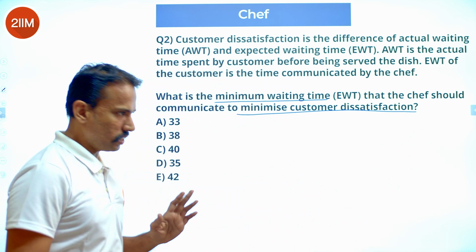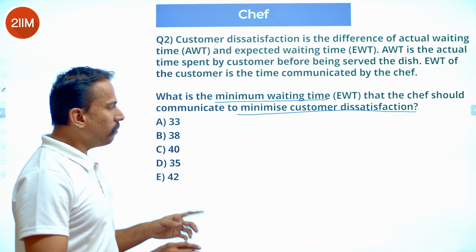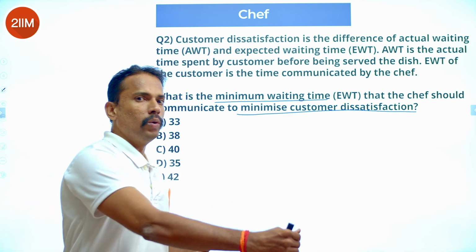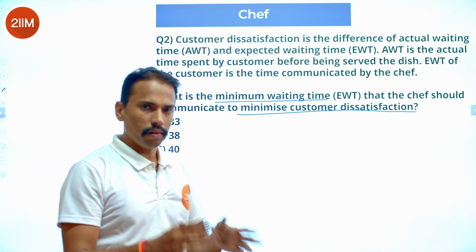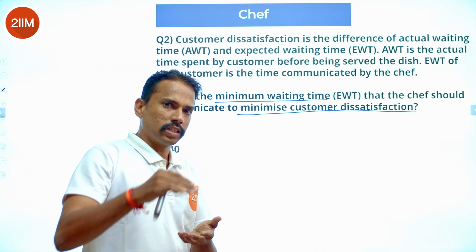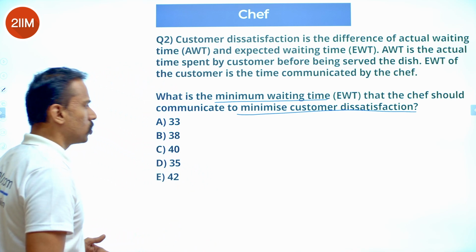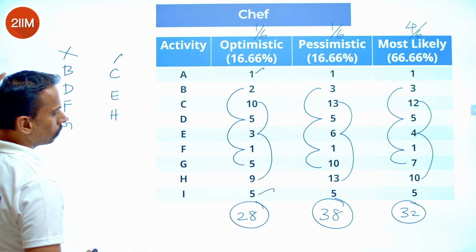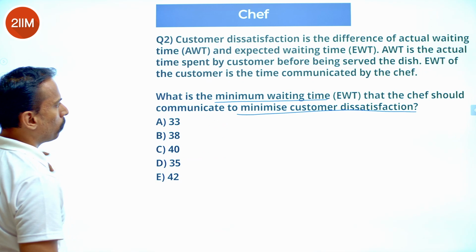So very easy to address this problem. We are asked to find what should be the minimum waiting time that the chef or the waiter should communicate to the customer in order to minimize the dissatisfaction. So what time should he tell? This is obvious: the time that should minimize the customer dissatisfaction should be the worst time taken, which is going to be the pessimistic case. So the answer is going to be 38 minutes. So 38 minutes would be the proper answer.